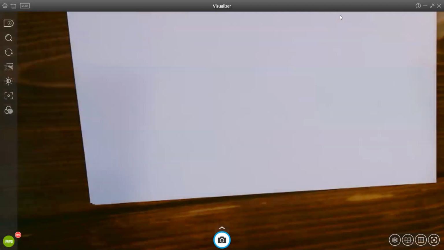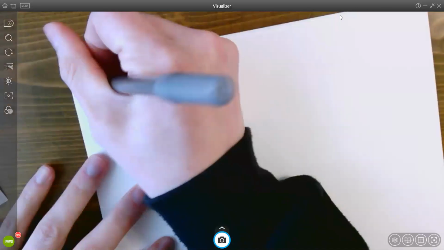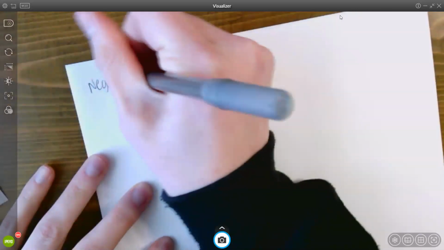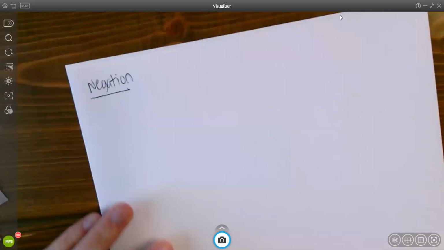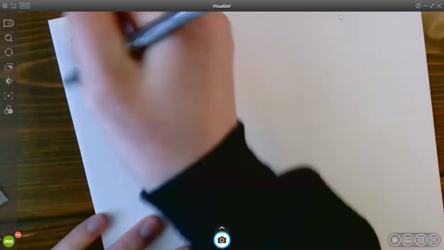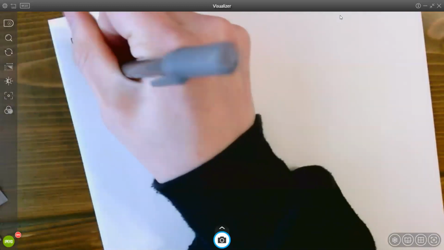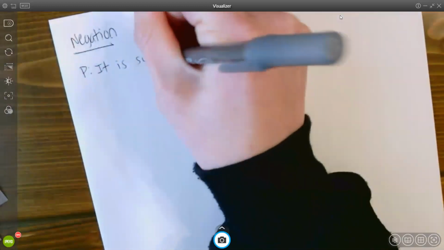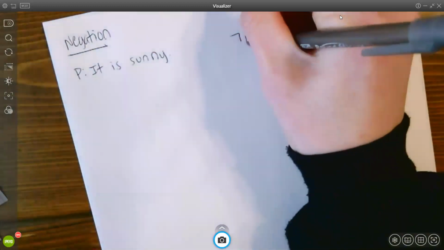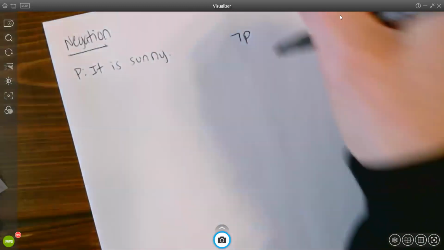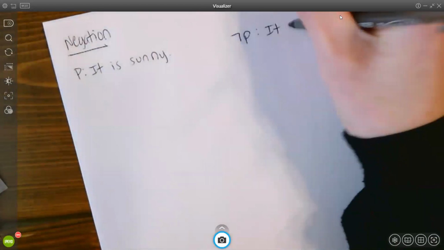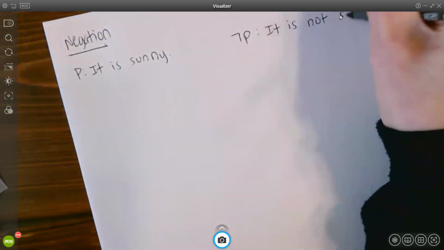I want to make sure that we have the idea of the negation down, which these examples that I have for you should be pretty simple and basic. So if I have a statement of it is sunny, my negation of that would just be it is not sunny.